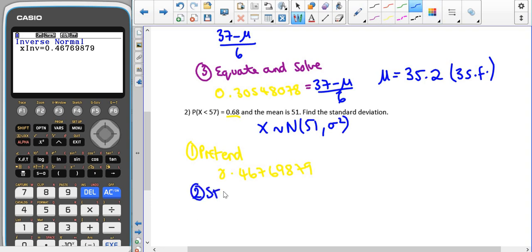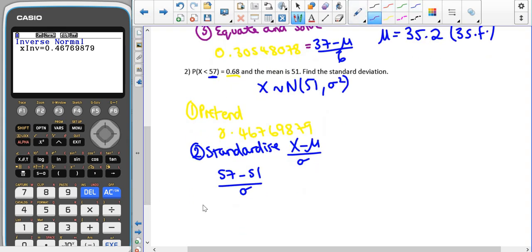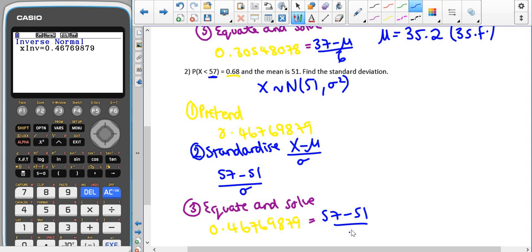Step 2 is to standardise using x minus mu over sigma. Remember that the x comes from this part as well. So it's going to be 57 minus mu, which is 51, divided by sigma. We don't know what that is, so we're just going to leave that as sigma. And then 3 is to equate and solve. So we're setting our answer to part A, 0.46769879, equal to our answer from part 2, which is 57 minus 51 divided by sigma.